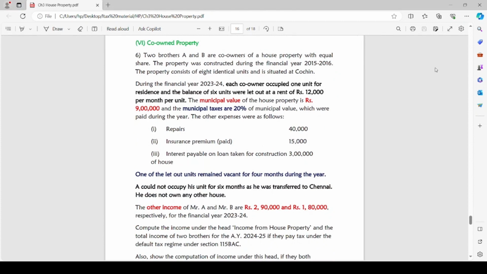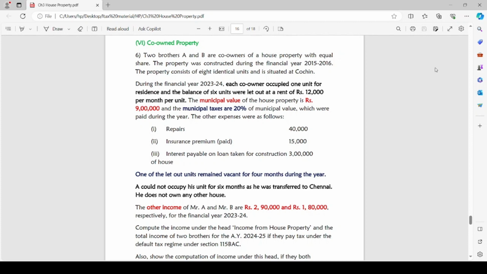The next case is regarding co-ownership. There is a co-owned house property and how we are going to compute the income from such co-owned properties. Two brothers, A and B, are co-owners of a house property with equal share. The property was constructed during the financial year 2015-2016. The property consists of 8 identical units and is situated at Cochin. During the financial year 2023-24, each co-owner occupied 1 unit for residence and the balance of 6 units were let out at a rent of rupees 12,000 per month per unit.